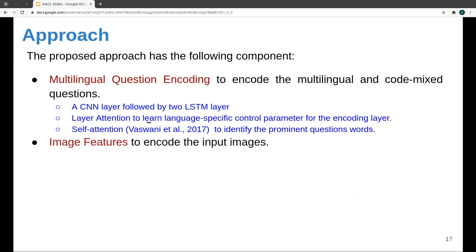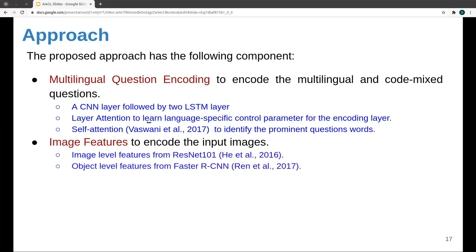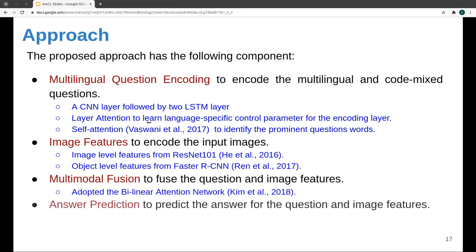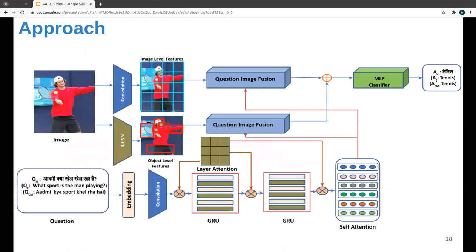Second, to effectively answer a question, we enhance the vision understanding by combining the local image grid, obtained from ResNet, and the object level feature obtained from RCNN. To fuse the question and image feature, we adopt the bilinear attention network. Finally, the answer prediction component predicts the answer, which is a two-layer feed-forward network with ReLU and softmax activation function.